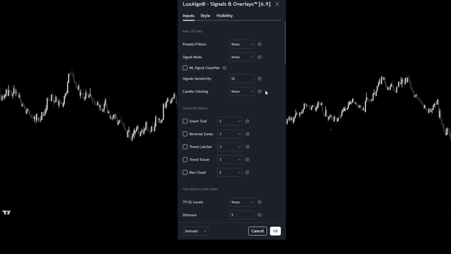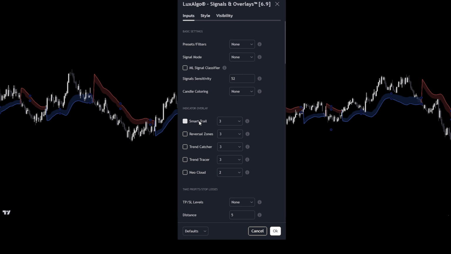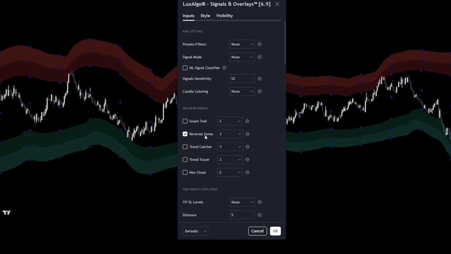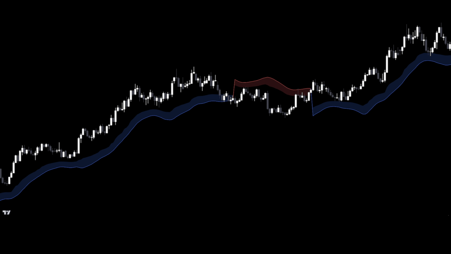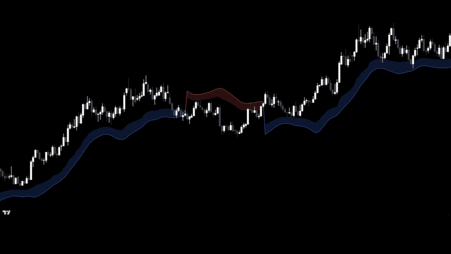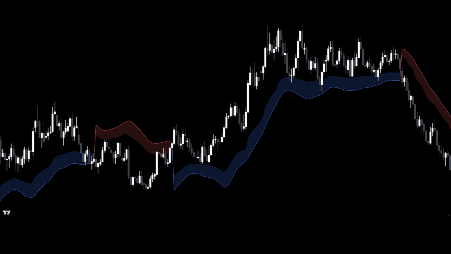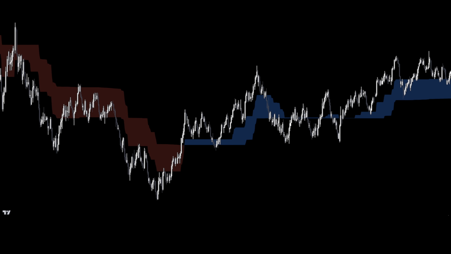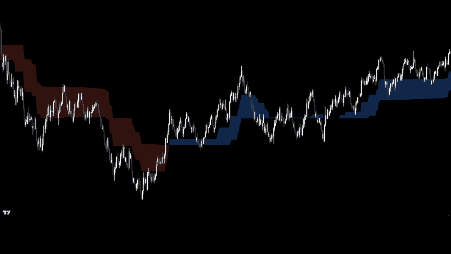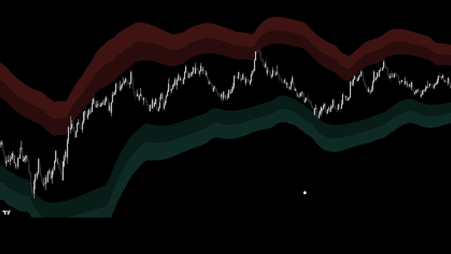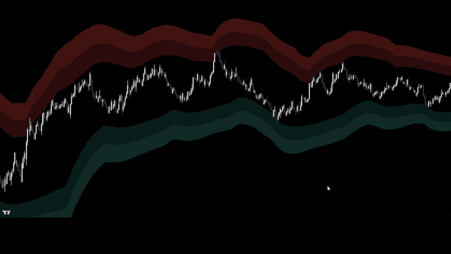Next are the indicator overlays like the Smart Trail, Neo Cloud, and Reversal Zones, which provide dynamic support and resistance levels. The Smart Trail adapts to market volatility, acting as both a trailing stop and an additional confluence for entries and exits. The Neo Cloud, similar to the Ichimoku Cloud, highlights trend strength and direction, while the Reversal Zones help traders pinpoint potential tops and bottoms for precise trade execution.